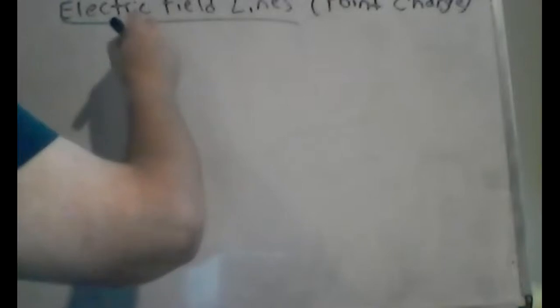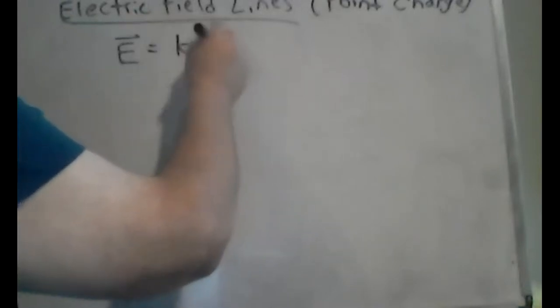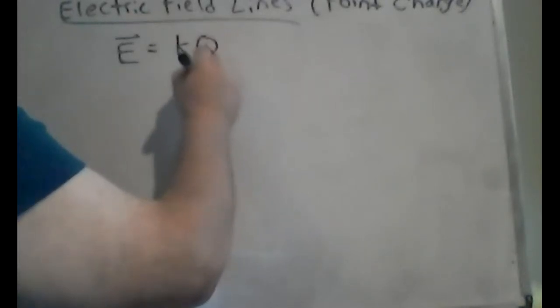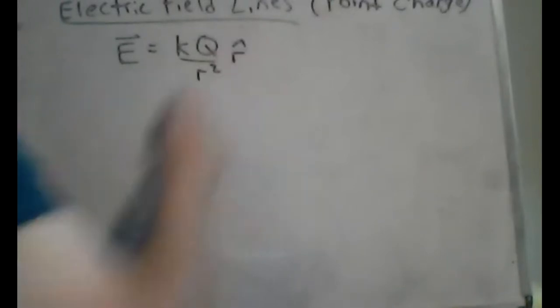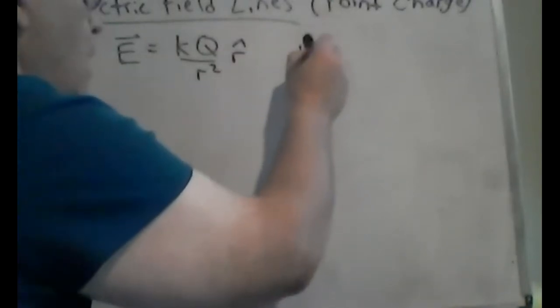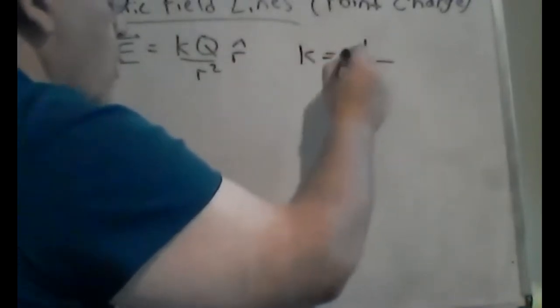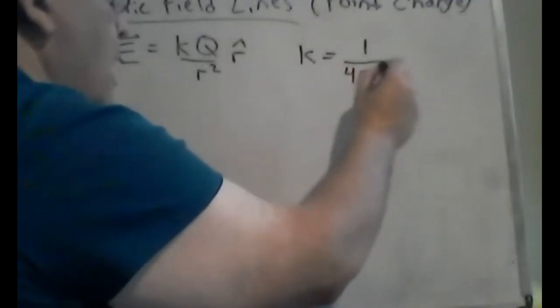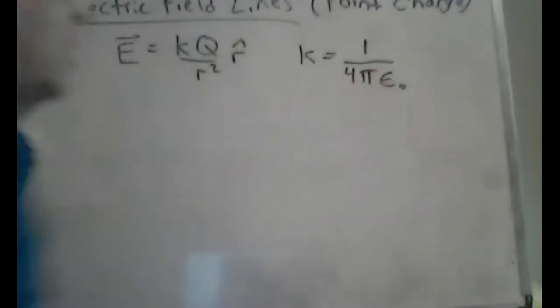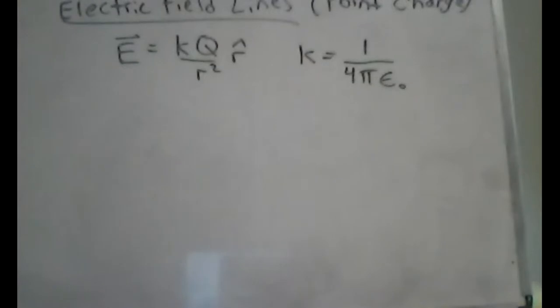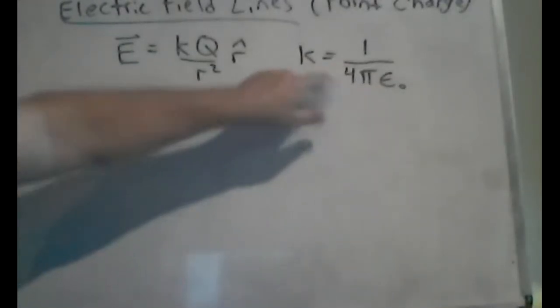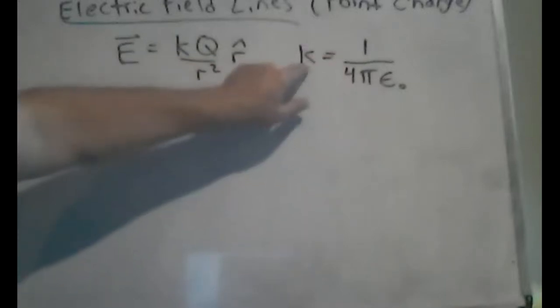So what does it look like again? It's going to be this K, the source charge divided by R squared in the R hat direction. Remember that K is 1 over 4 pi epsilon naught. Epsilon naught is the permittivity of free space, a special constant of the universe. We wrap this all together, and this combination happens so often, we just call it K.